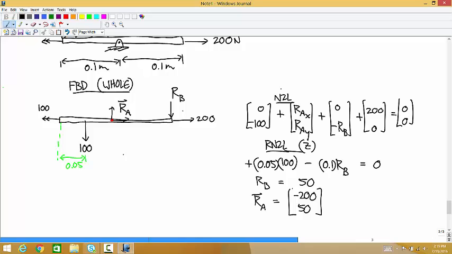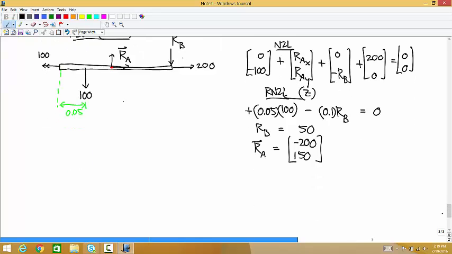No, 150, right? Yeah. Any questions about that? And then we have to deal with the torque, too. So the moment equation about the x-axis, that's pointing in the negative x direction. So we have negative 100.